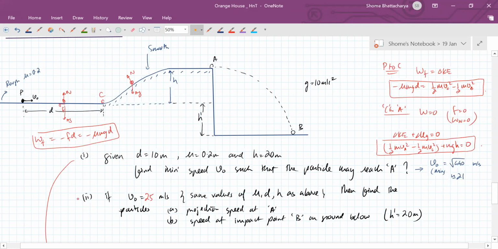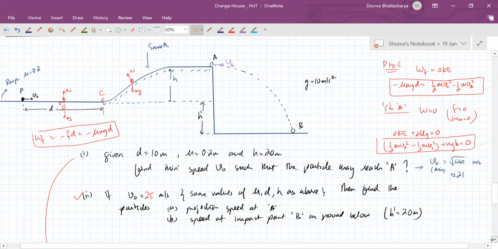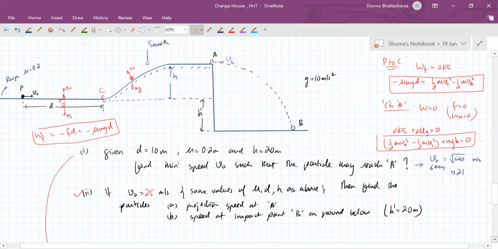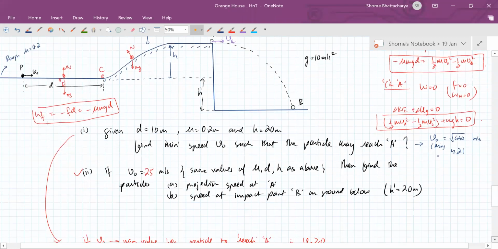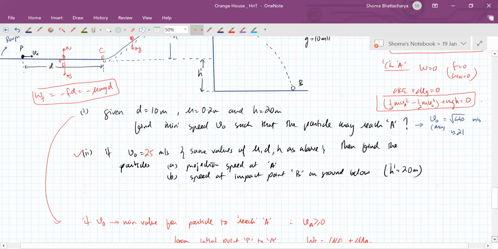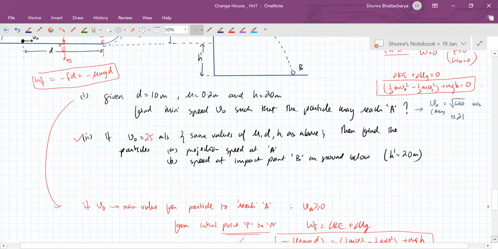Okay, now let's come to the second part. So obviously if we are giving a speed of 25 meters per second, it's going to reach the point A, and when it reaches the point A, it will have some non-zero speed, VA. So we'll just use work energy now. We'll just use this equation only, this one. In this we'll substitute the value of V naught as 25, so we'll get the value of VA.